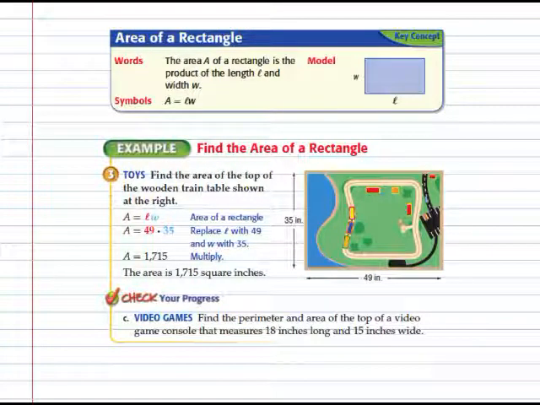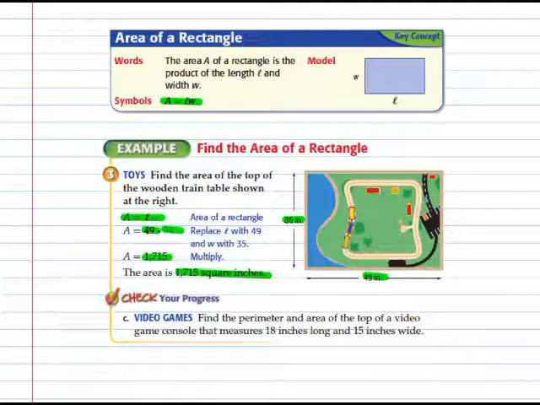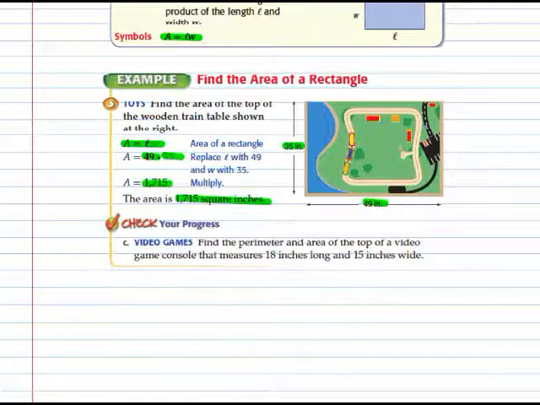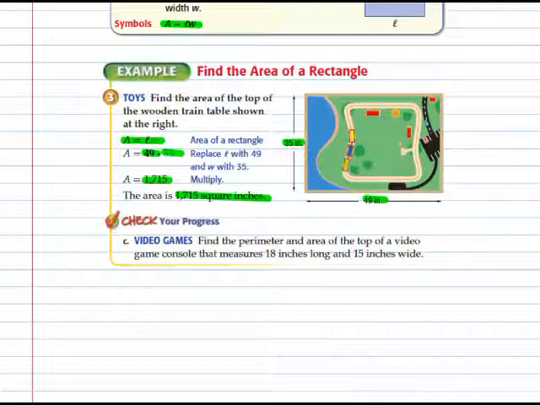The area of a rectangle is the product of the length and the width, using the formula area equals length times width. Find the area of the top of the wooden train table shown at the right, using the formula area equals length times width. We substitute 49 for the length, 35 for the width. We multiply the two together, and we get an area of 1,715 square inches, because area is measured in square inches or square units.